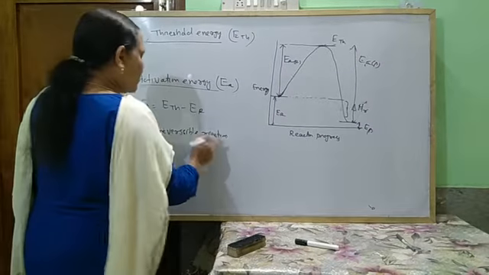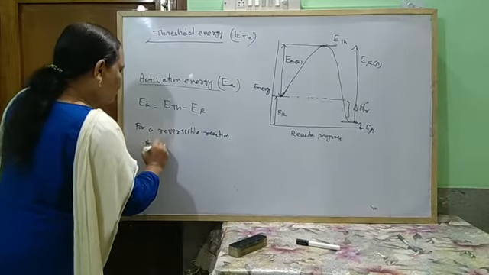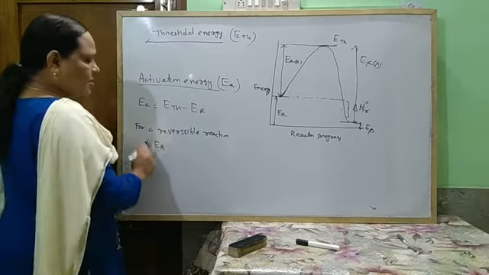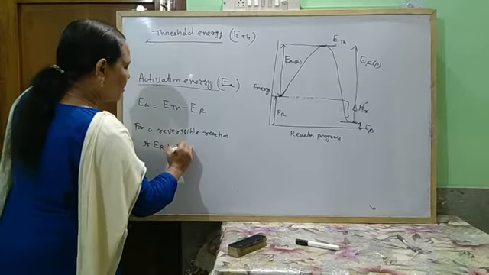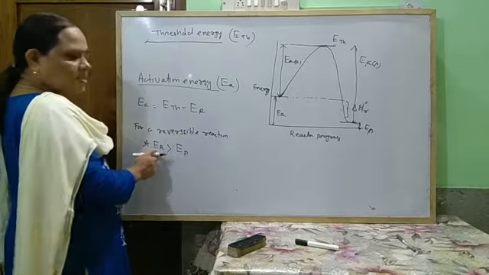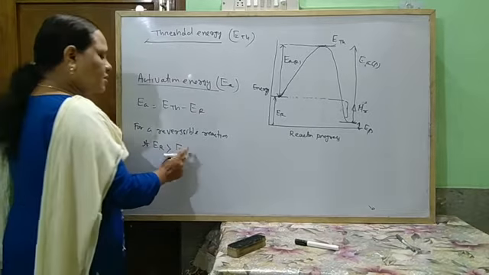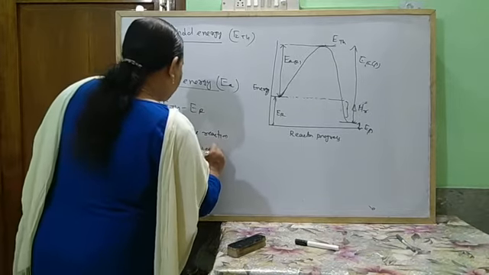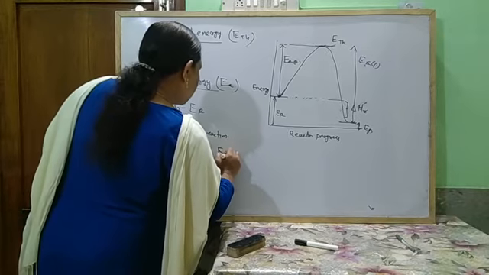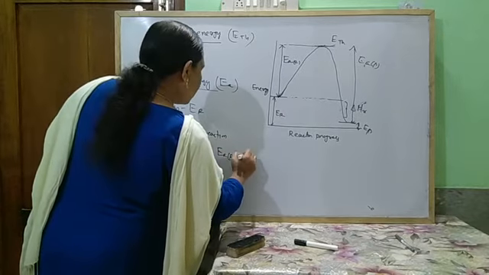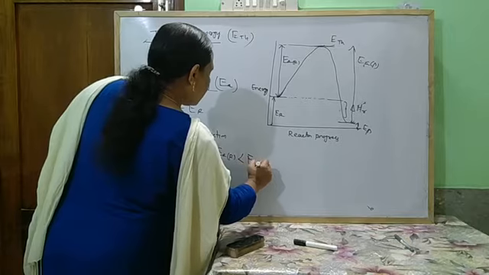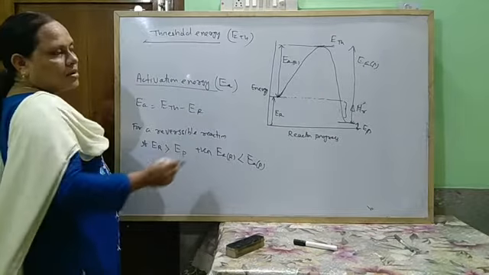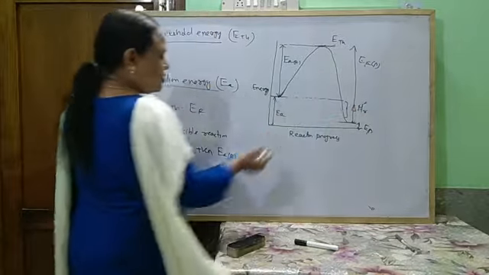So for a reversible reaction, if ER is greater than EP, energy of reactant is greater than energy of product, then the activation energy of reactant is less than the activation energy of product. From this diagram you can find that out.